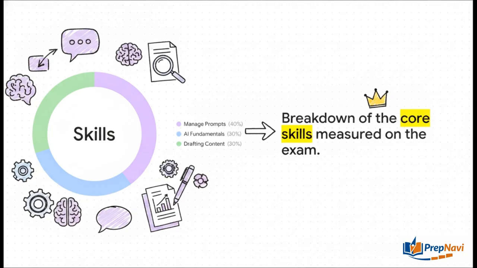All right, Section 2, visualizing the syllabus, the actual skills measured. As of the latest updates, this chart is going to be your absolute best friend for prioritizing your study time. It breaks the exam down into 3 distinct slices. Managing prompts and conversations takes the lion's share at 35 to 40%. Understanding generative AI fundamentals makes up 25 to 30%, and drafting and analyzing business content rounds the whole thing out with another 25 to 30%. So you can visually see exactly where you should be spending the bulk of your effort. Let's unpack each of these, one by one.